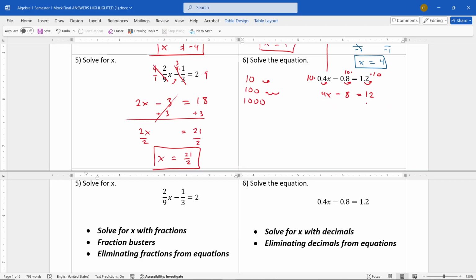All right, on to regular solving. Add and subtract before multiplying and dividing. So plus 8, we have 4x left over on that side, and 12 and 8 is 20. Last step, divide by 4 to get x alone, and now x equals 5.